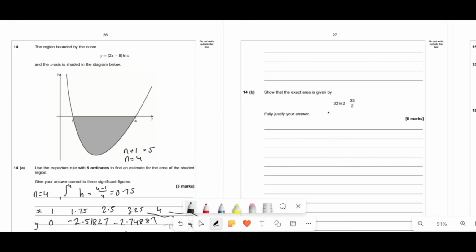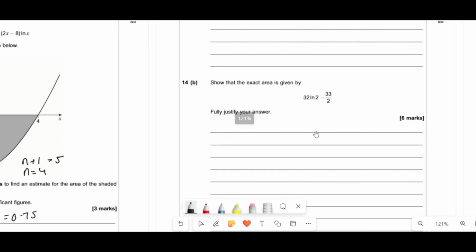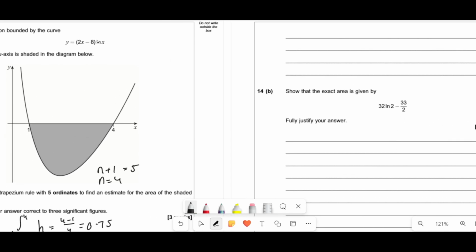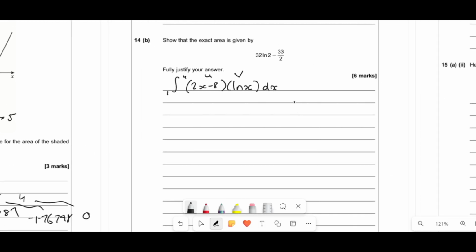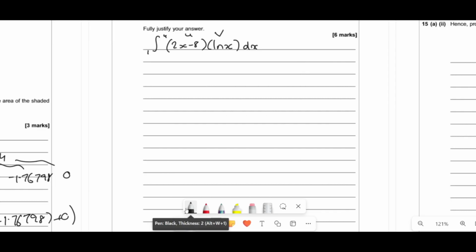So now it says, show that the exact area is given by these two things and then fully justify your answer. So if it wants the exact area, we're going to have to do some integrating. We've got to go from 1 to 4 and integrate 2x minus 8 ln x dx. Now we're going to do integration by parts, so we need to set u to be something and v to be something else.